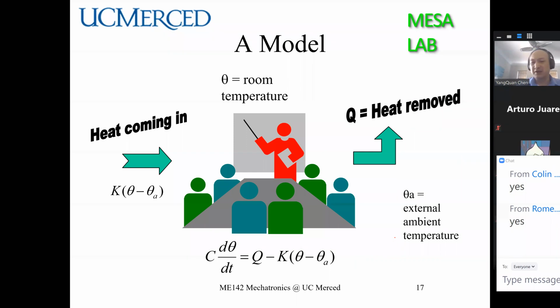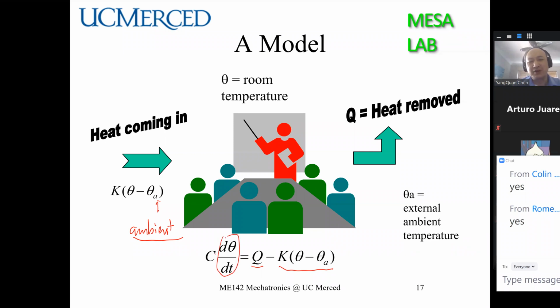Okay, so now let's take a look at the model. We have heat coming through the vent and heat removal. The room temperature is the variable we want to control. So for heat coming in, A stands for ambient, the external surrounding environment temperature. This is heat in. This is heat removed, which should be proportional to d theta dt, with this heat capacity constant. So that's a first order differential equation, as you can see.